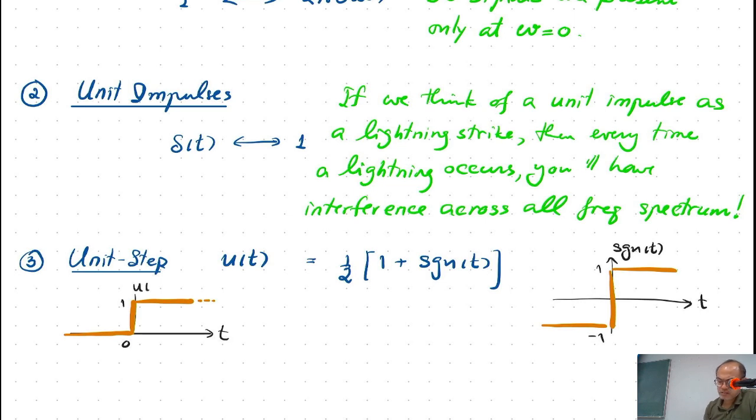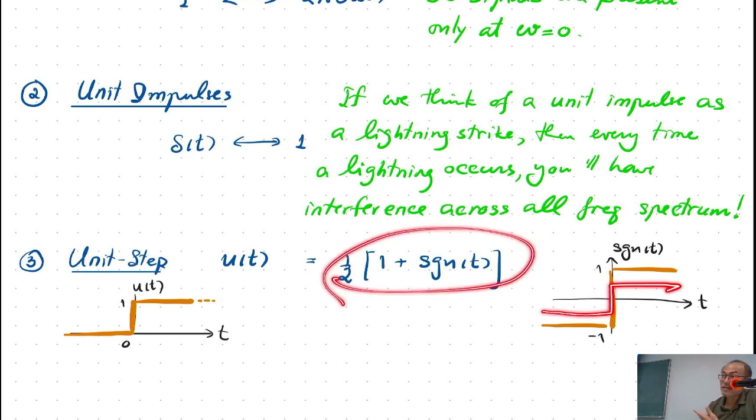This is u(t). So you see that if you multiply 1/2 to the sign signal, then it would be going from -1/2 to 1/2, right? And then you shift it 1/2 up. You're gonna get u(t). Okay, that's why we have this formula here.